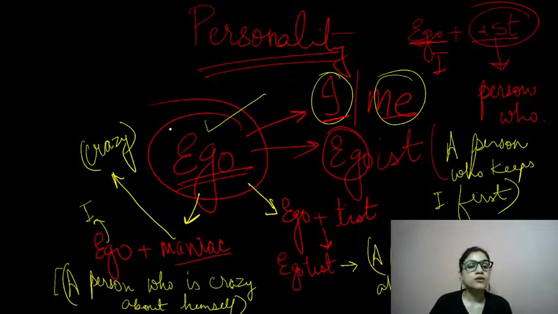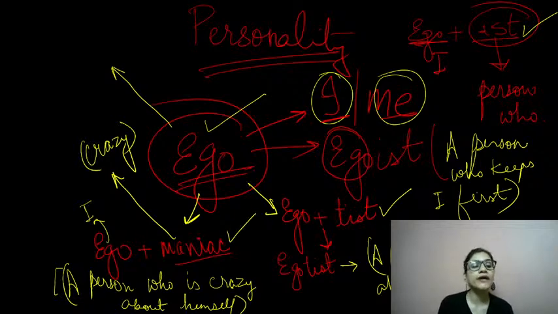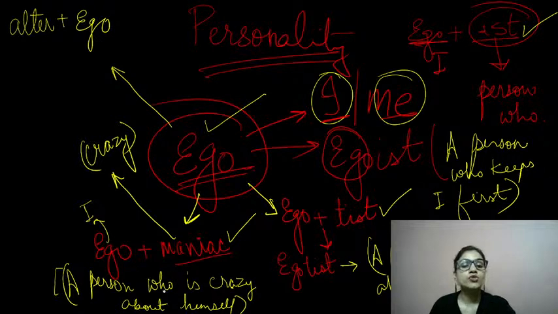Right? Then we can also have another word added as a prefix to this word. All these words I've added, ist or tist or maniac, a lot of words I'll be adding to ego. Most of them would be a suffix. But we can also add a prefix to this word. What can that prefix be, guys? For example, if I add alter plus ego, right? So what does alter refer to and what does ego refer to?